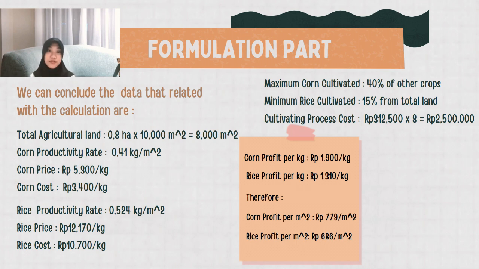Therefore, the corn profit per meter square is 779 rupiah, and the rice profit per meter square is 686 rupiah. Move on to the next slide.